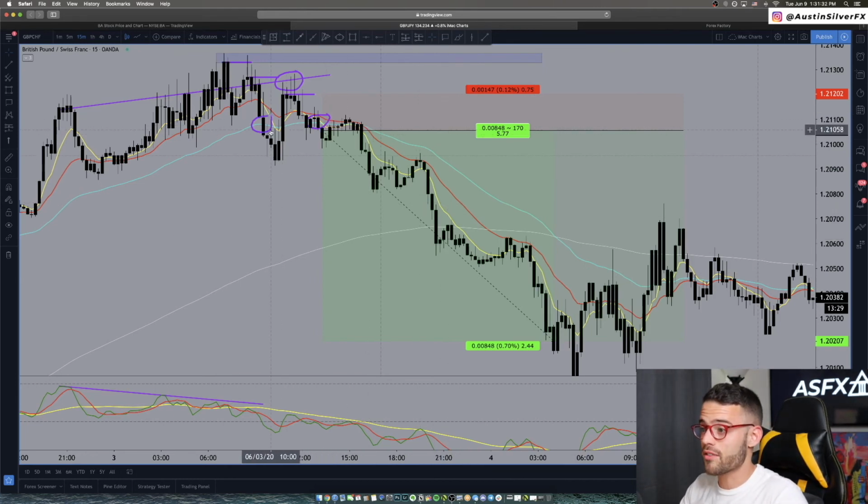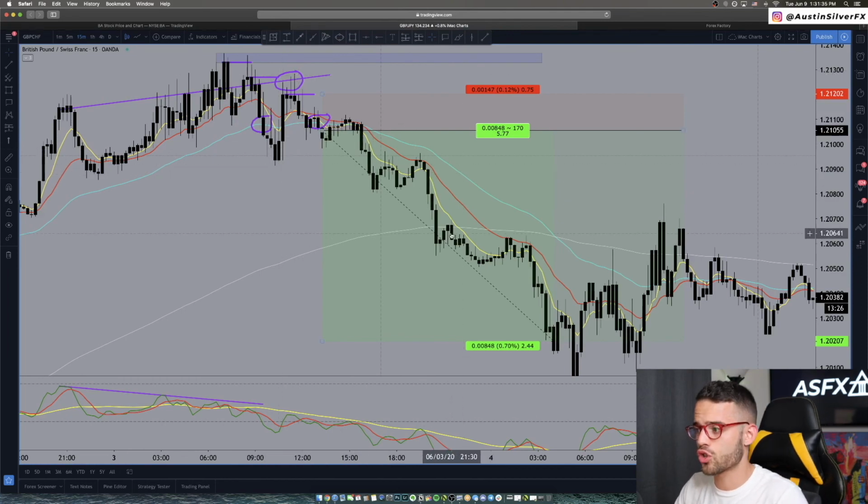And again, look at the break of the 50. It's break, retest, simple structure, traded to the next EMA.